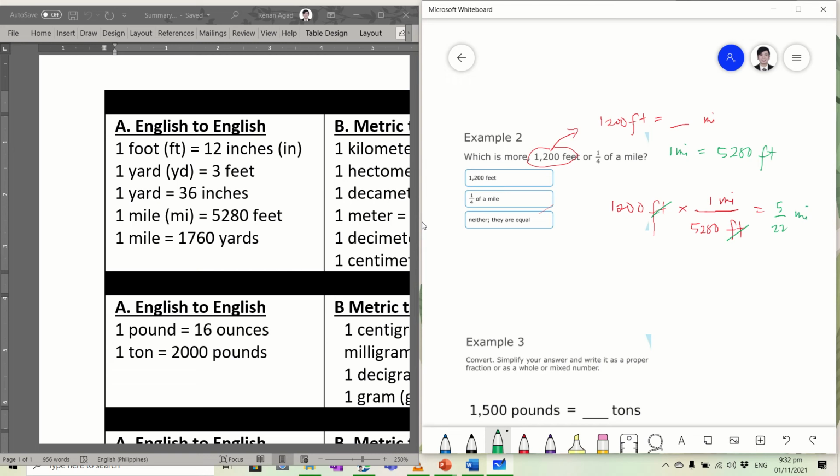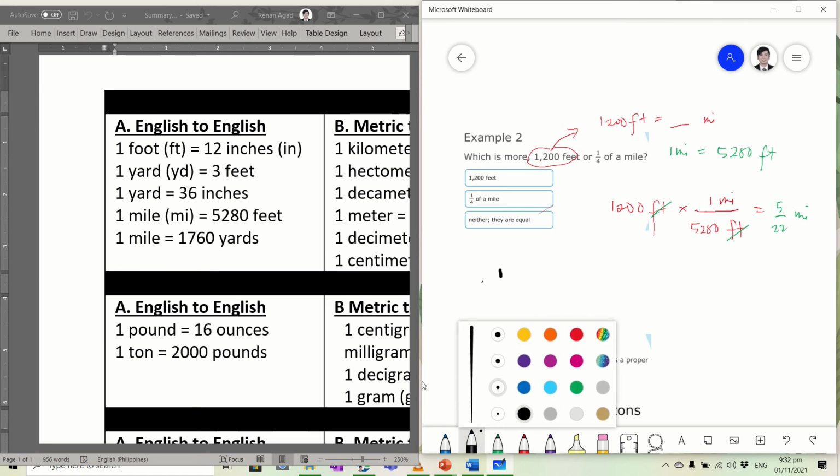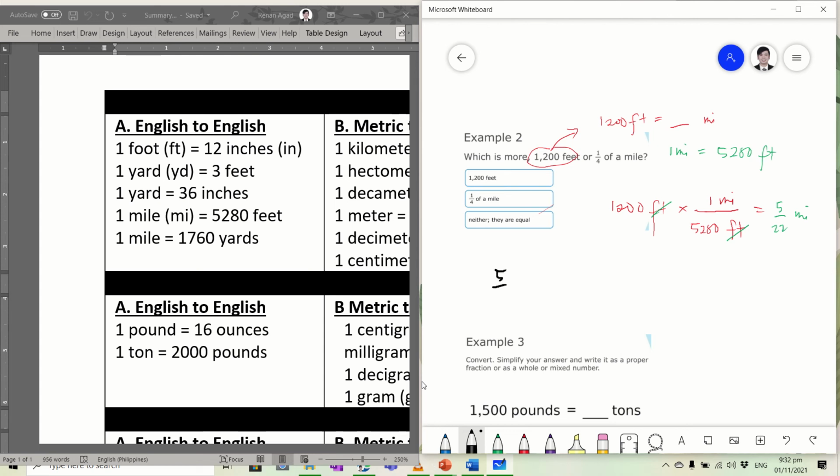So to compare which one is greater, because both are fractions, we have 5 over 22 here and 1/4. Using our technique before, we multiply the numerator with the denominator of the other. So 5 times 4 is 20. Then here, 1 times 22 is 22. 22 is greater. So that means 1/4 is the longer one. So the answer is 1/4 of a mile.